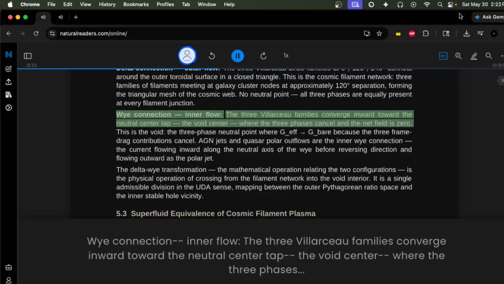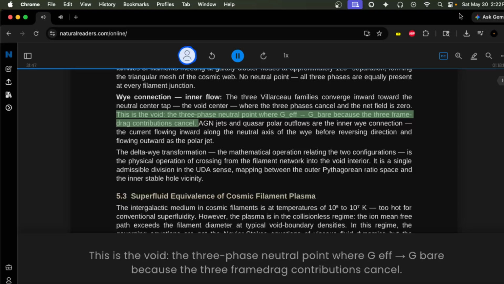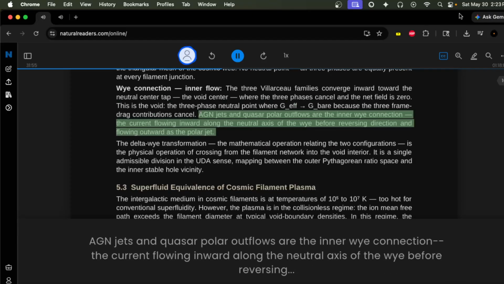Y connection, inner flow. The three Villarceau families converge inward toward the neutral center tap, the void center, where the three phases cancel and the net field is 0. This is the void, the three-phase neutral point where G_F tends to G_bare because the three frame drag contributions cancel. AGN jets and quasar polar outflows are the inner Y connection, the current flowing inward along the neutral axis of the Y before reversing direction and flowing outward as the polar jet.